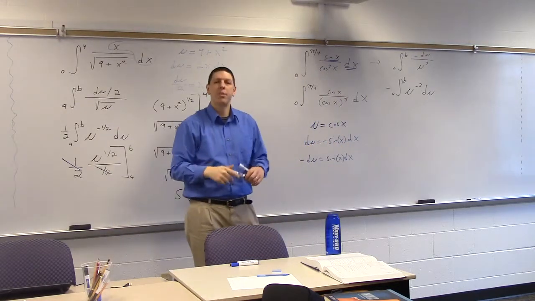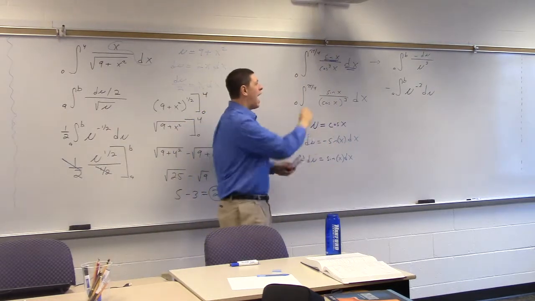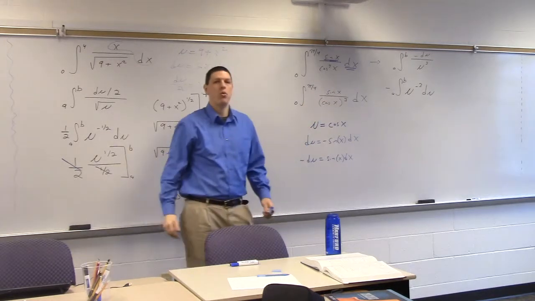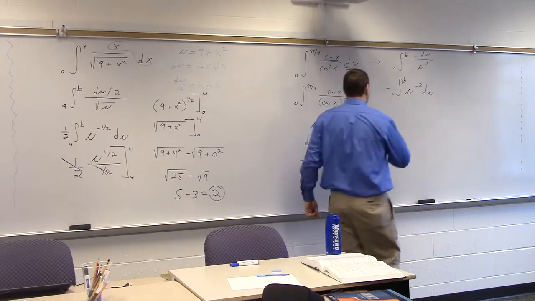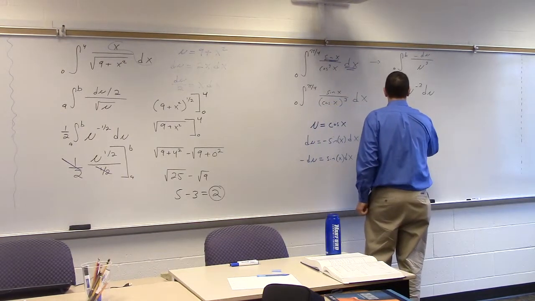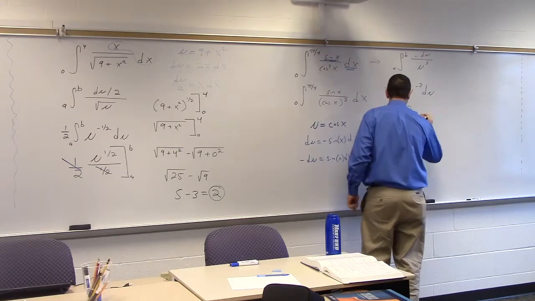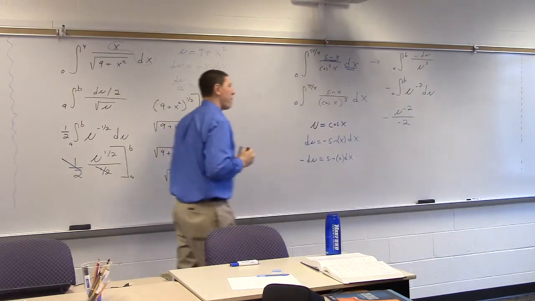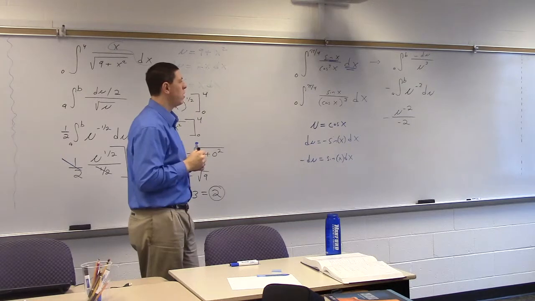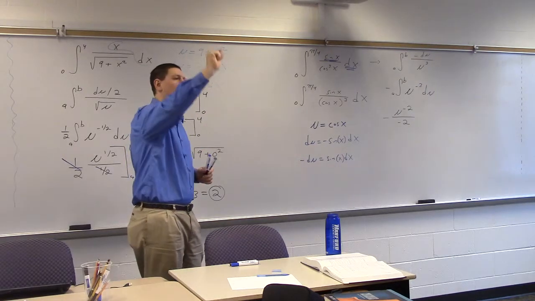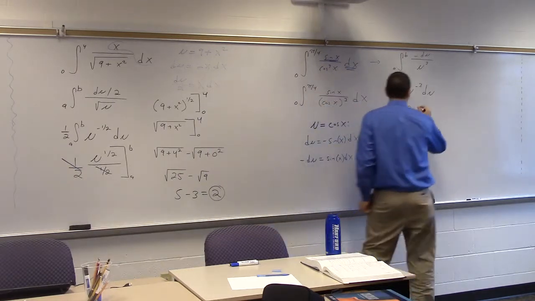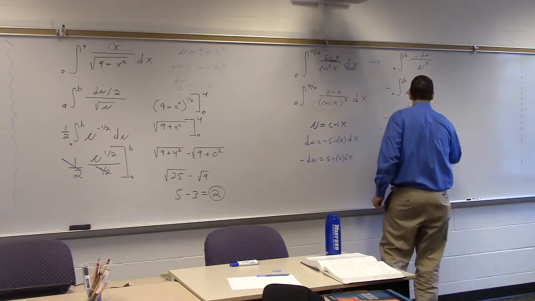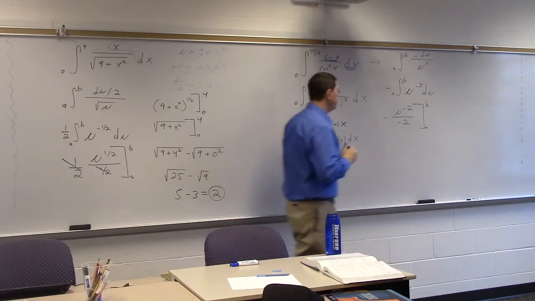Now we have our basic power rule. I can just add 1, divide by the new exponent. This time we don't have fractions, so we like that a little bit better. So now I get the opposite of u to the minus 2 divided by minus 2. Again, I add 1 to the exponent, divide by the new exponent. That ranges down from limits a to b.